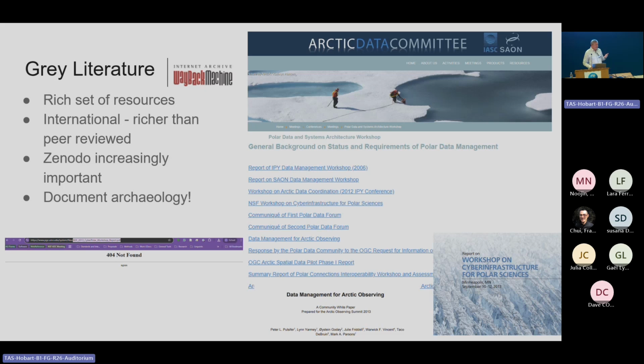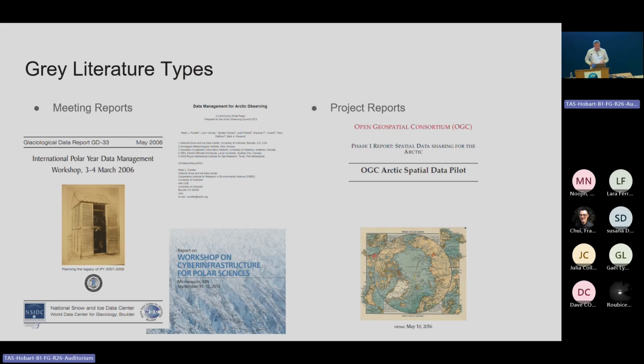But unfortunately, we all have to slap ourselves. Data archaeology is a big issue. Cannot find the communique for the first Polar Data Forum because the links are dead. The Wayback Engine doesn't have the PDF. It has the link and so on. So we are already losing some of our history there because we're not actually necessarily curating them or storing them.